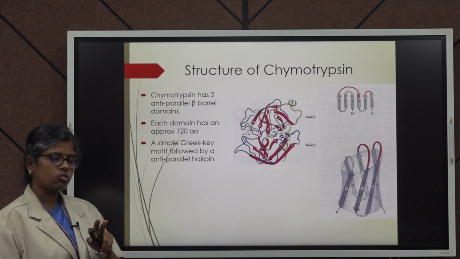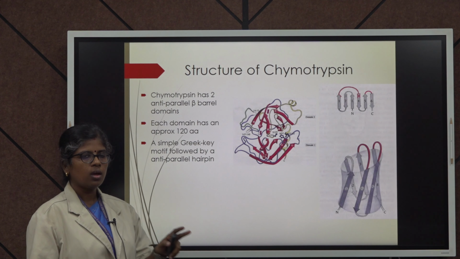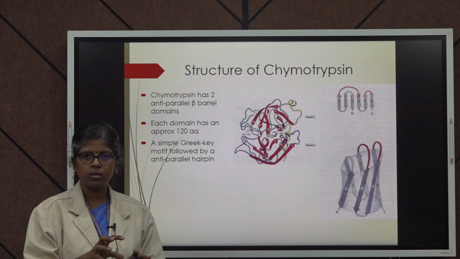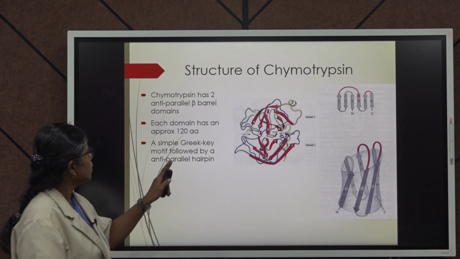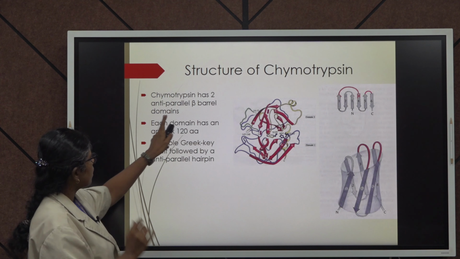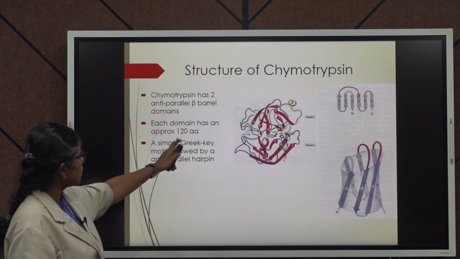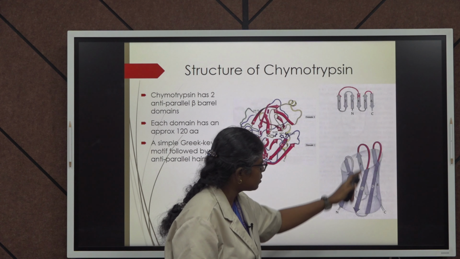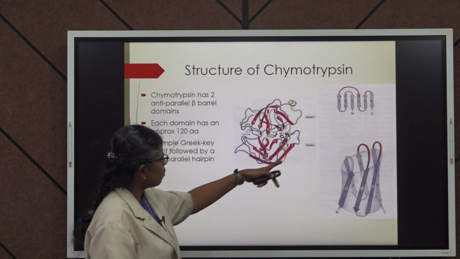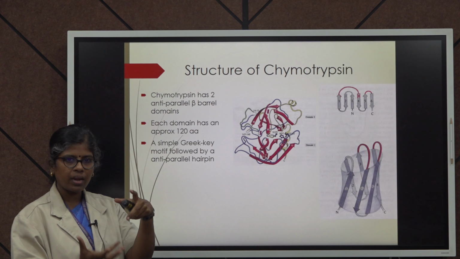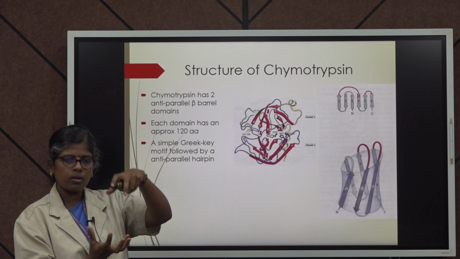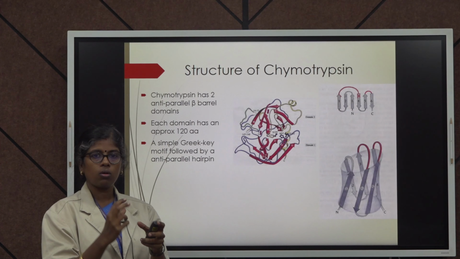Now, we are going to relate how the structure of chymotrypsin is going to do this function, and we are going to fit all these 4 features of the enzyme that are necessary for the function into the structure of this enzyme. Chymotrypsin is basically a 2-domain enzyme, or it has 2 antiparallel beta barrel domains, and each domain has approximately 120 amino acids formed by a simple Greek key motif and a beta hairpin. So, this is the overall structure of a chymotrypsin enzyme, and the active site is sandwiched between the 2 domains. At the interface of the 2 domains, we can locate the active site.